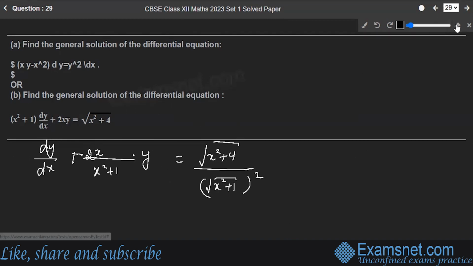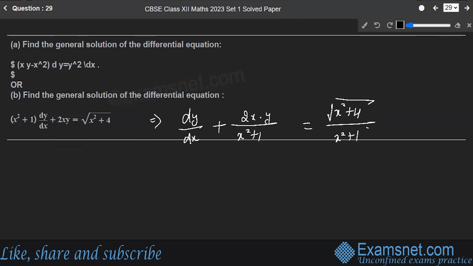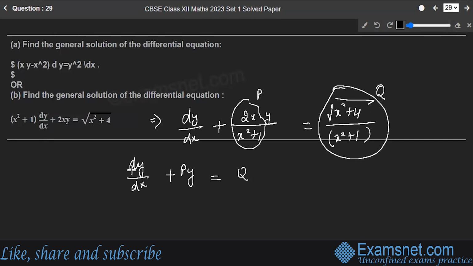Sorry, not this. Wait. I'll rewrite it again. dy by dx. I'm dividing both the sides by x squared plus 1 now. So this is equal to 2x upon x squared plus 1 into y is equal to root of x squared plus 4 upon x squared plus 1. Now this is of the form dy by dx plus Py is equal to Q, where this is P and this is equal to Q.